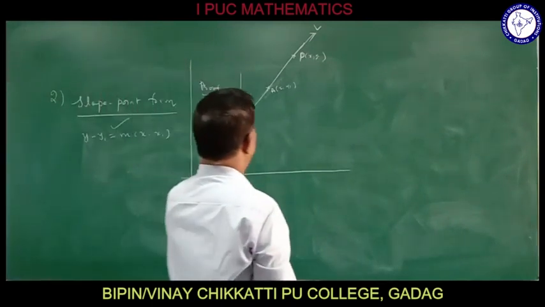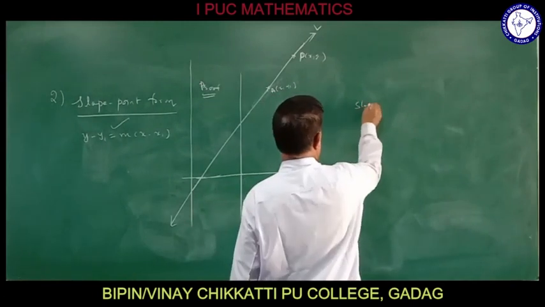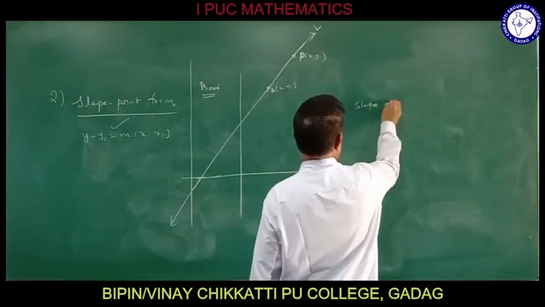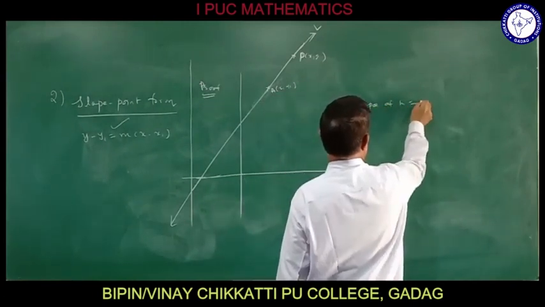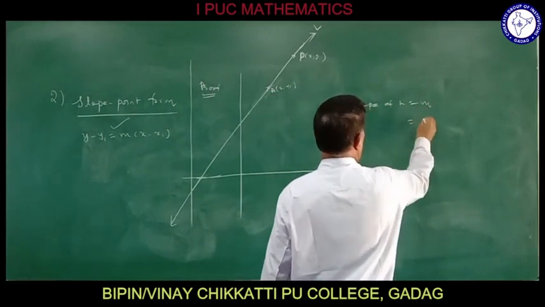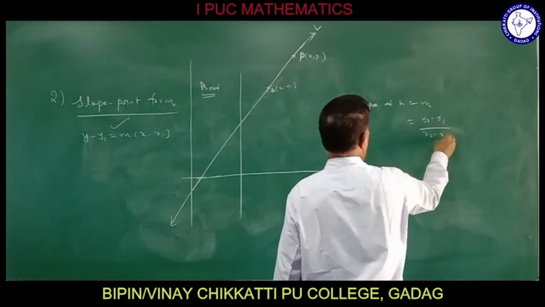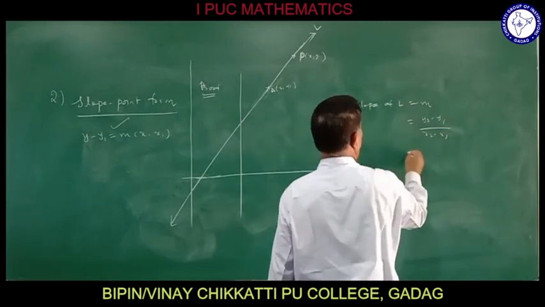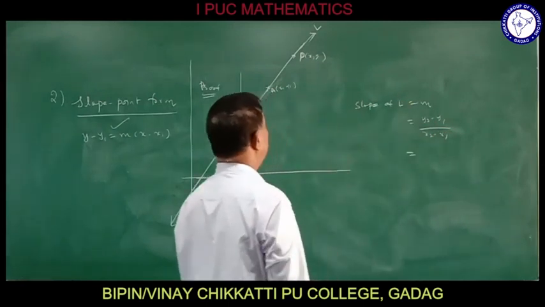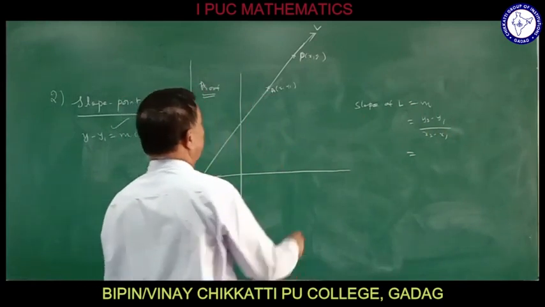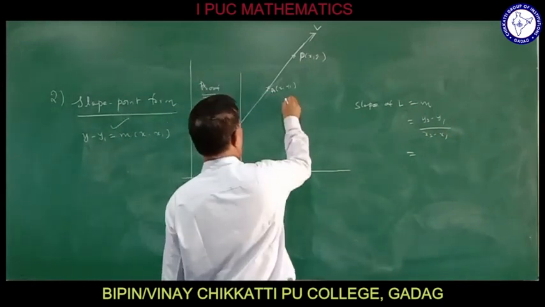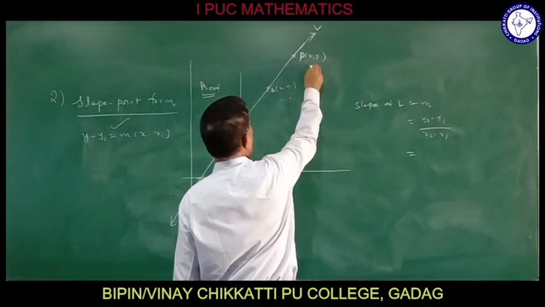Slope of this line, I am talking about this, slope of L is equal to m. What is the formula again? y2 minus y1 divided by x2 minus x1. And here also you have two points. This is, as usual, x1 y1, and this is x2 y2.